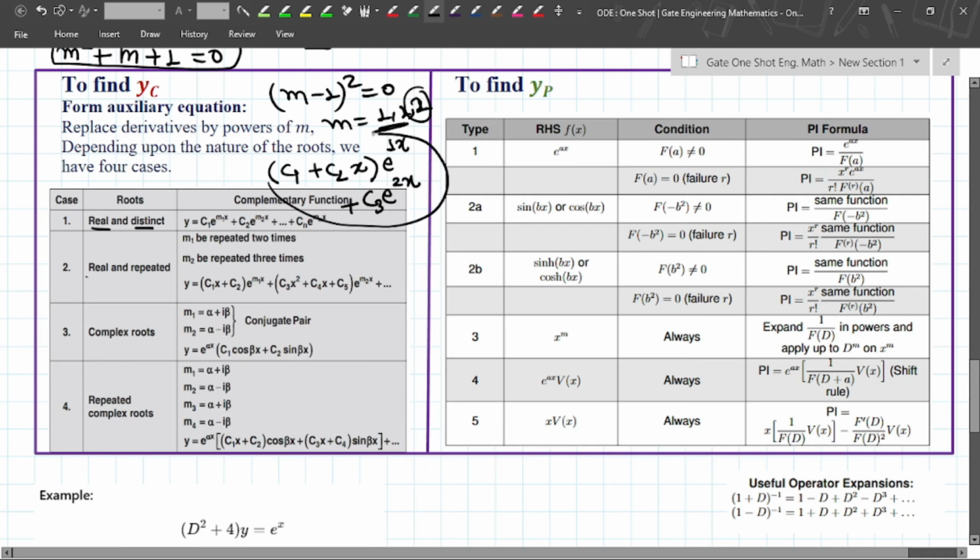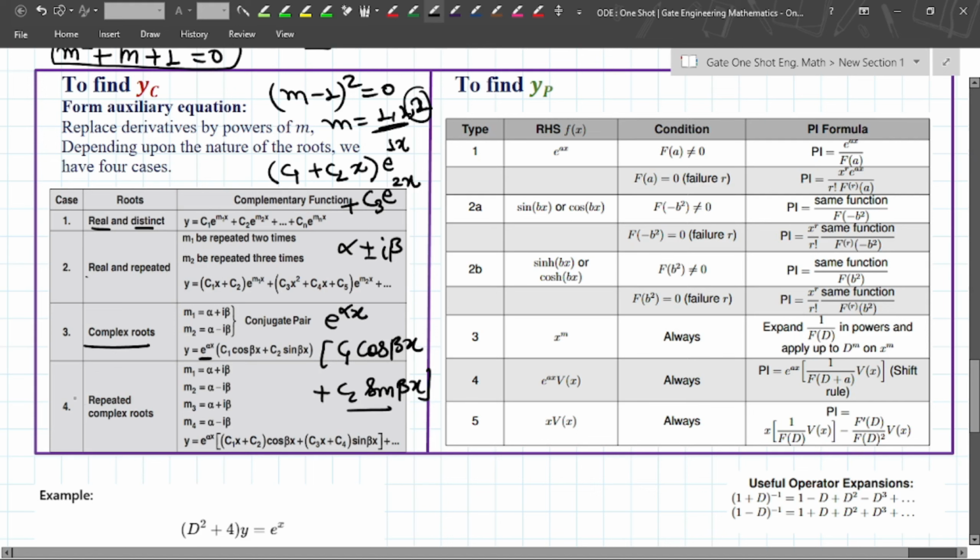So this will be my complementary function for this case. If complex roots are there, they are obviously in a conjugate pair, of the form alpha plus or minus i beta, then the solution is represented as e to the power of alpha x, times c1 cos of beta x plus c2 sine of beta x. This is the solution in the case of complex roots.